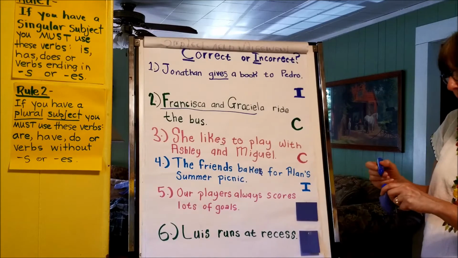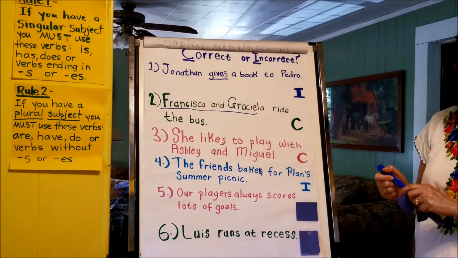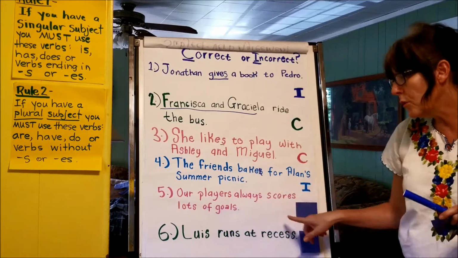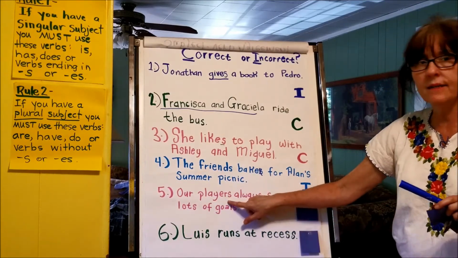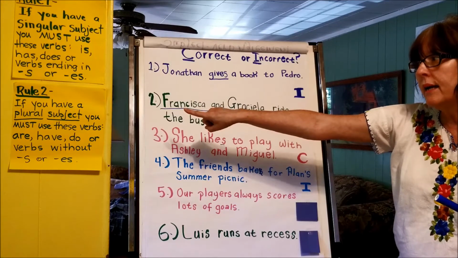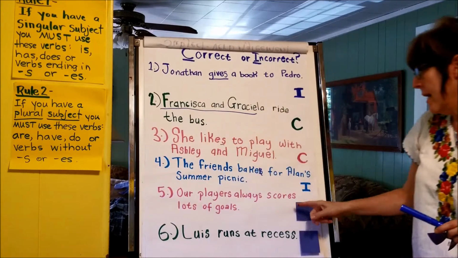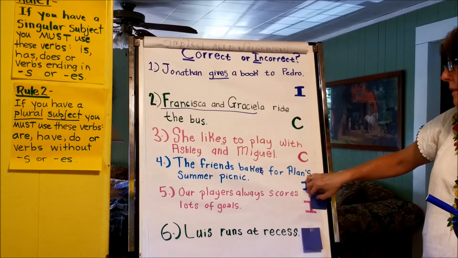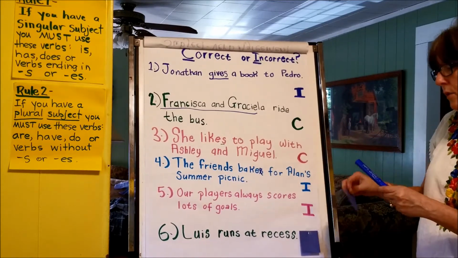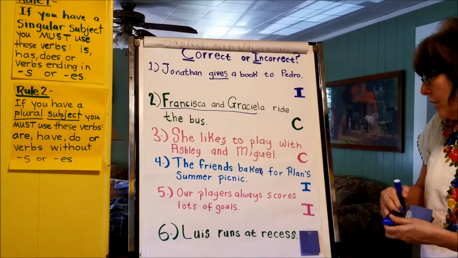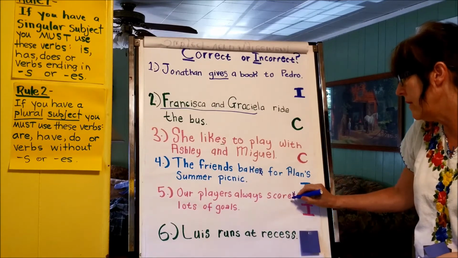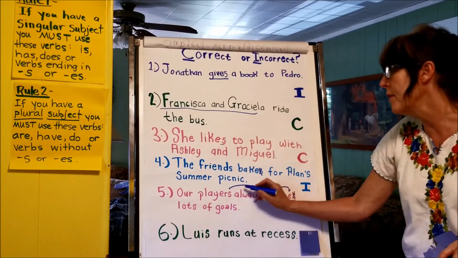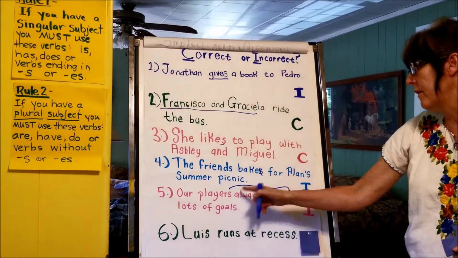Number 5, our players always scores lots of goals, okay? Who scores goals? Players. I see an s, it's plural, okay? What's the rule? Without s. This would be thumbs down. Because what do the players do? They score, okay? But we shouldn't have an s on this because players does have an s. Players score. Even though the word always was in the middle, we still had to find that.